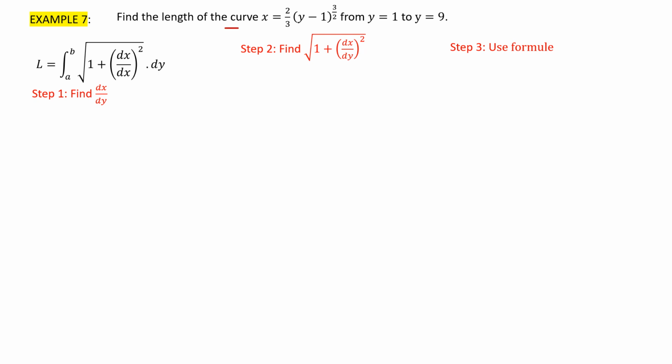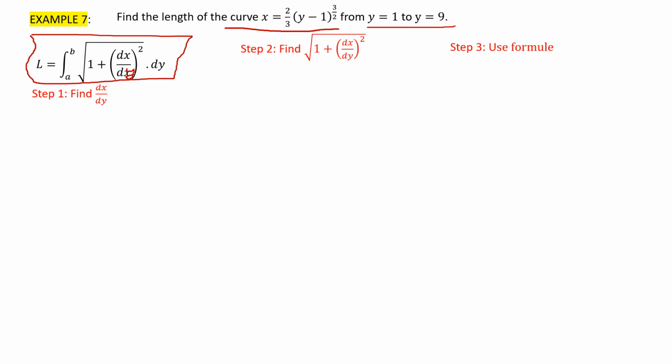The curve is x equal to 2 by 3 times (y minus 1) the whole to the power 3 by 2. And we have given the two limits in terms of y equal to 1 and y equal to 9. So we have to change the formula. So now I am going to use formula number 2. So capital L equal to integral a to b square root of 1 plus (dx by dy) the whole squared. This is y, not x, this is y, times dy.